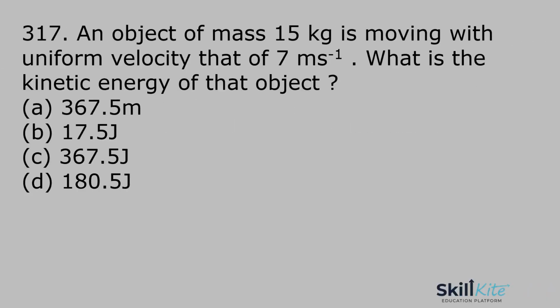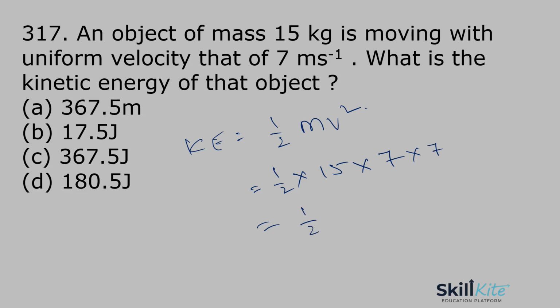An object of mass 15 kg is moving with uniform velocity of 7 meter per second. What is the kinetic energy of that object? Okay, kinetic energy formula ఏంటి? half mv square కదా. So half into 15 into 7, sorry, 7 into 7. So 7 square kada, v square, 7 into 7. Half into 735, it results around 367.5 joules. Okay, so option C.